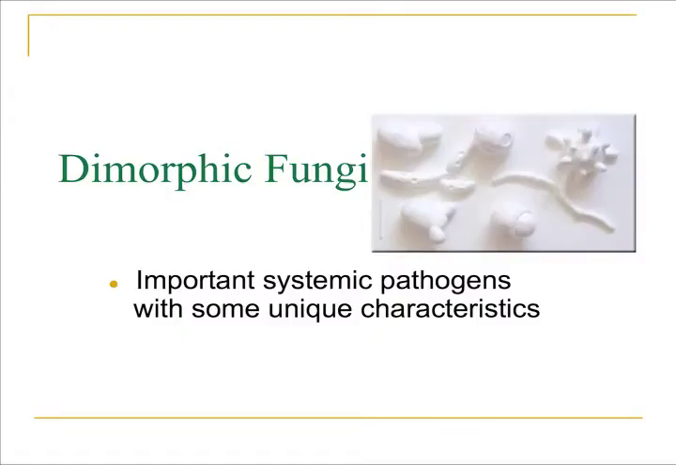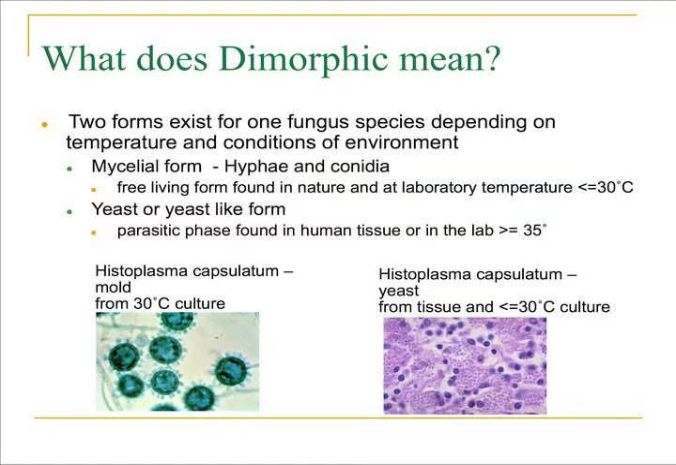On the next slide, we start talking about the dimorphic fungi. The dimorphic fungi, of course, are very important systemic pathogens with some very unique characteristics. On the next slide, we explain what dimorphic means. Dimorphic means that there are two forms that exist for one fungus species, and depending upon the temperature and the conditions of the environment, you will express either the mycelial form or the yeast form.